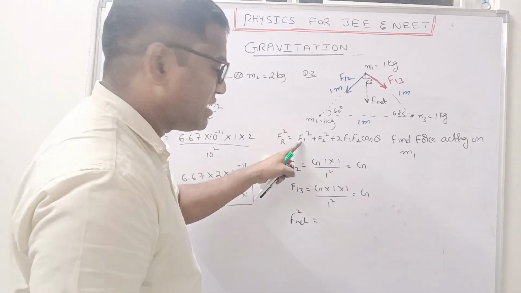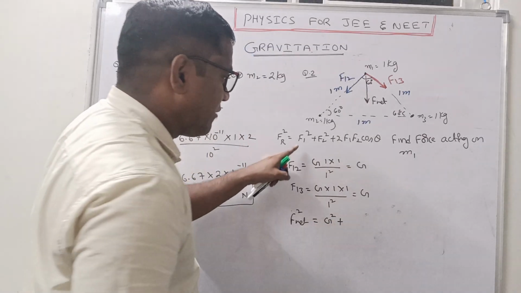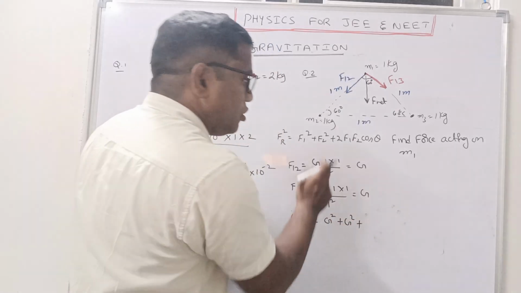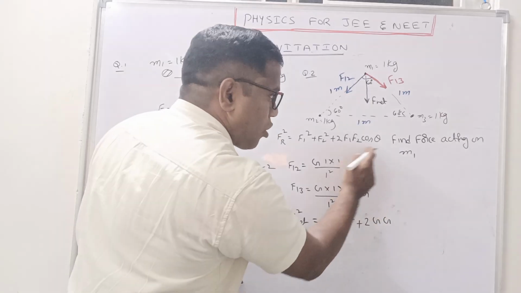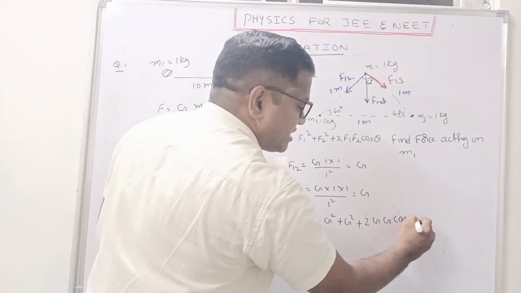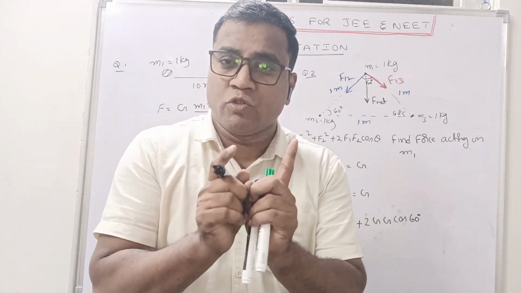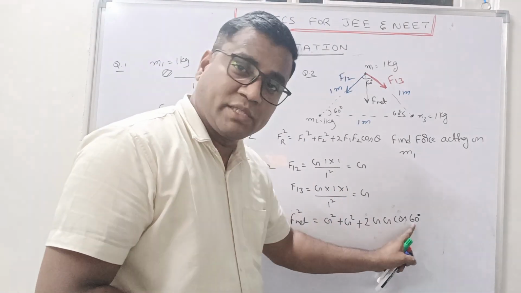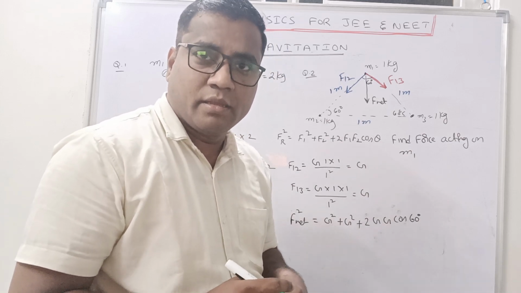the same formula. What is F1 here? G. So G square plus, what is F2? F2 is also G. So I will write here G square plus 2 F1 F2 cos theta, that is 2 G square cos theta. What is the angle here? Theta is equal to 60 degrees. Theta is the angle between the two forces. The angle between the two forces you have to calculate, right? So here it is 2 G1 G2 cos 60. What is cos 60? Cos 60 is 1 by 2.